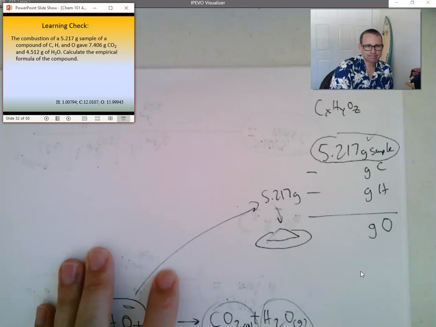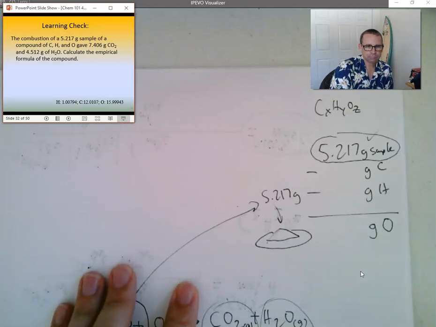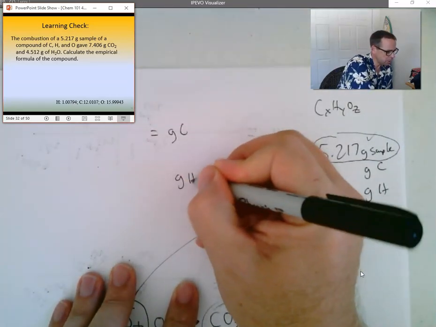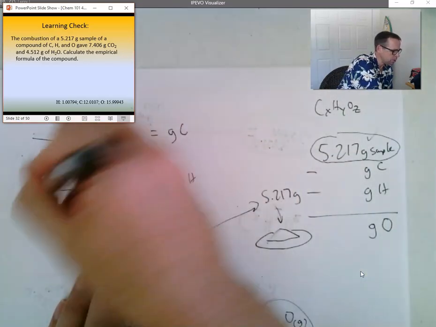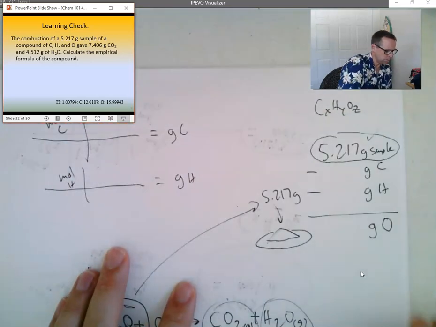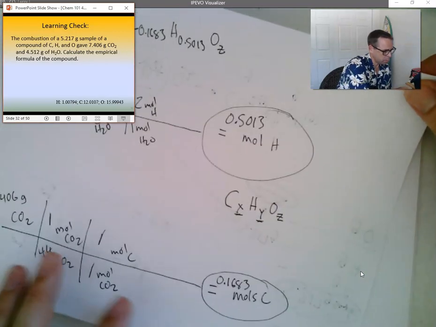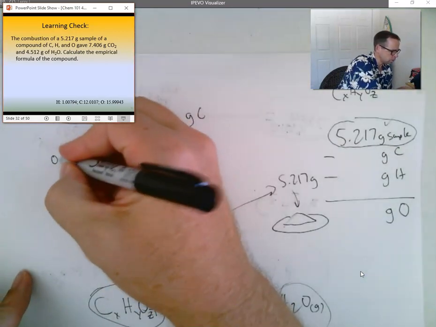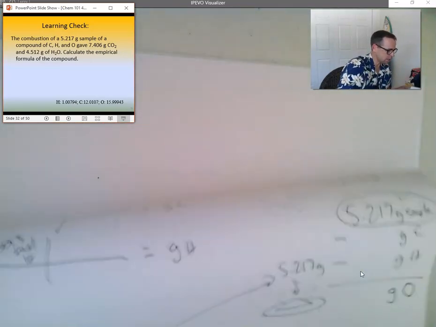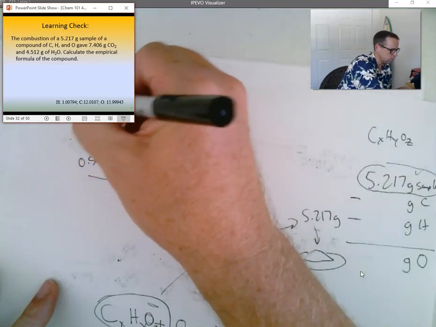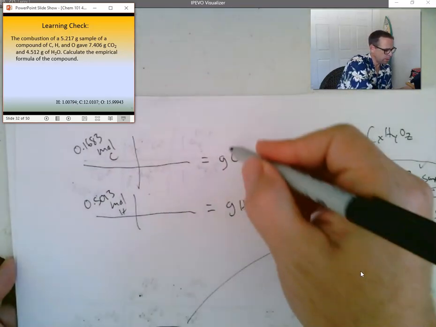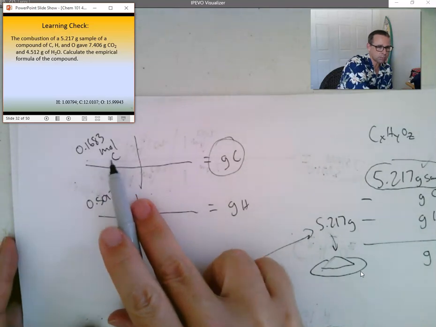Can you see that? Yeah, but I don't know how many grams of carbon there is. We don't know how many grams of carbon, we don't know how many grams of hydrogen. But we do know moles of carbon and moles of hydrogen, because we just found that out. It's 0.5013 moles of hydrogen, and it's 0.1683 moles of carbon, right? So how can I find out how many grams of carbon 0.1683 moles of carbon is?